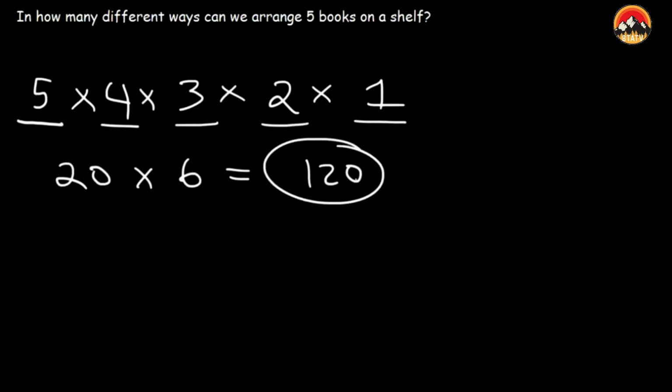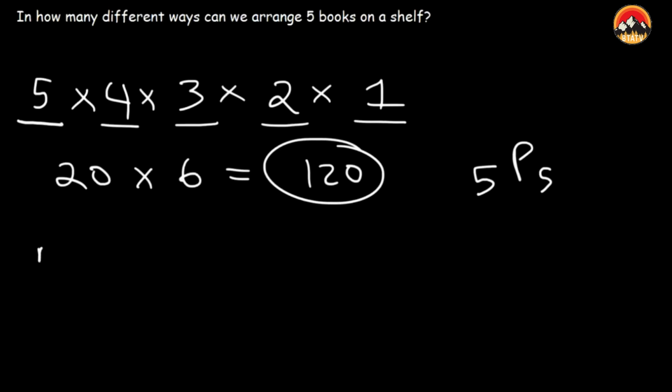Now, in terms of a permutation, here's how you can calculate it. First, you need to find out what is the total number of books. In this problem, we only have one number. The total number of books is 5. And we're choosing all 5 books from a group of 5. So it's going to be 5P5.